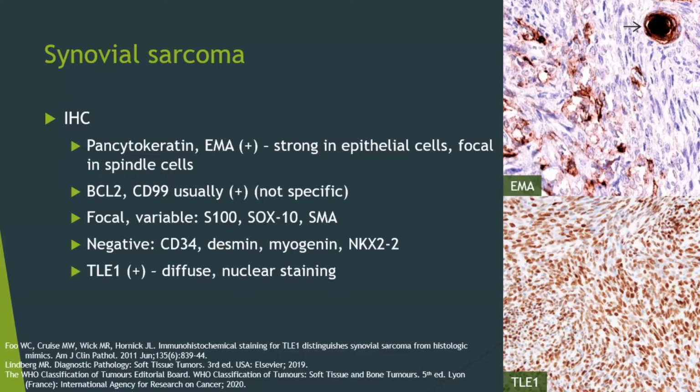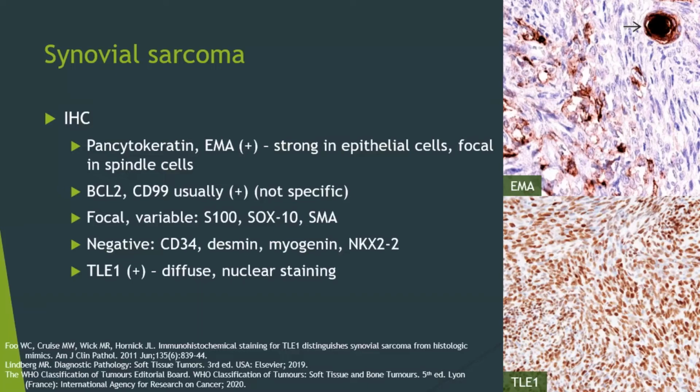Immunohistochemistry may be helpful in eliminating many of the differential diagnoses. Pancytokeratin and EMA are positive in almost all cases, and it is strongly positive in the epithelial components and focally positive in the spindle cell components. So if you have a monophasic synovial sarcoma, do not expect it to be diffusely positive. It is just focally positive in the spindle cell components.